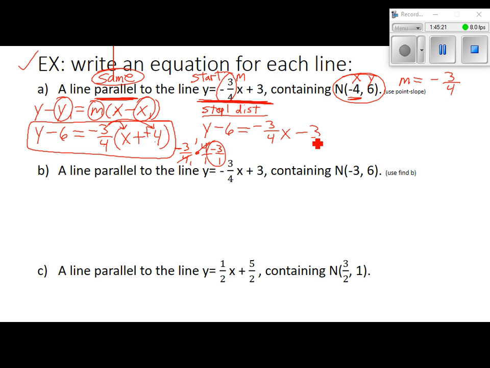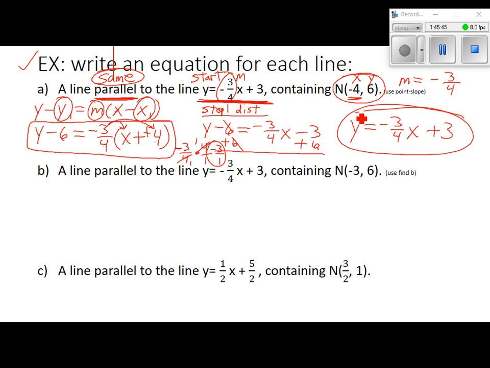Then the second step, we want to get y by itself, so we just add 6 to both sides. These 6's are going to cancel out. I'm going to rewrite this over here because I'm running out of space. So you're left with just y. On the other side, you got negative 3/4 x. A negative 3 and a positive 6 give us positive 3. That's our equation in slope-intercept form.